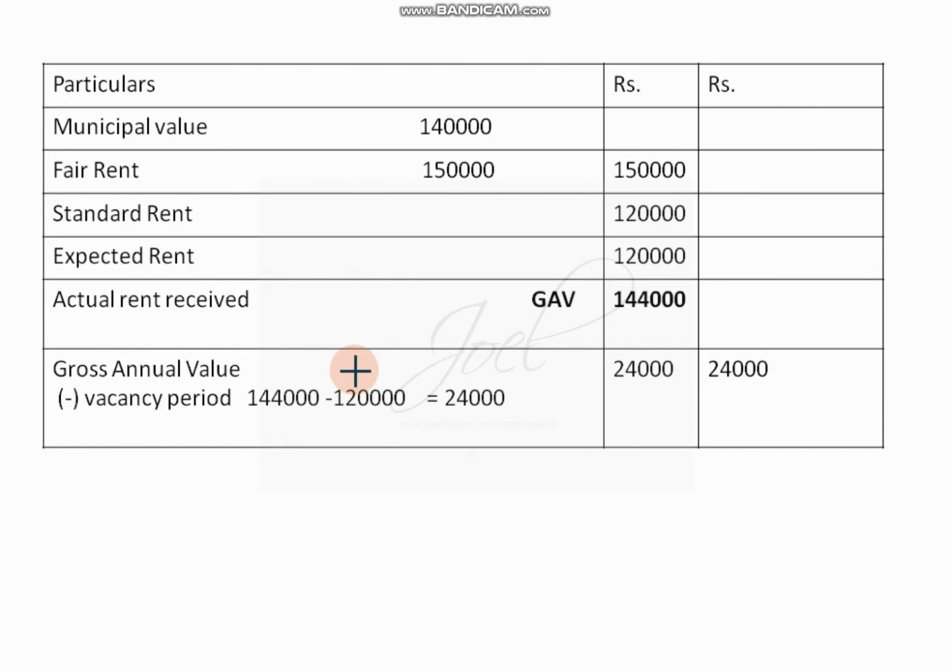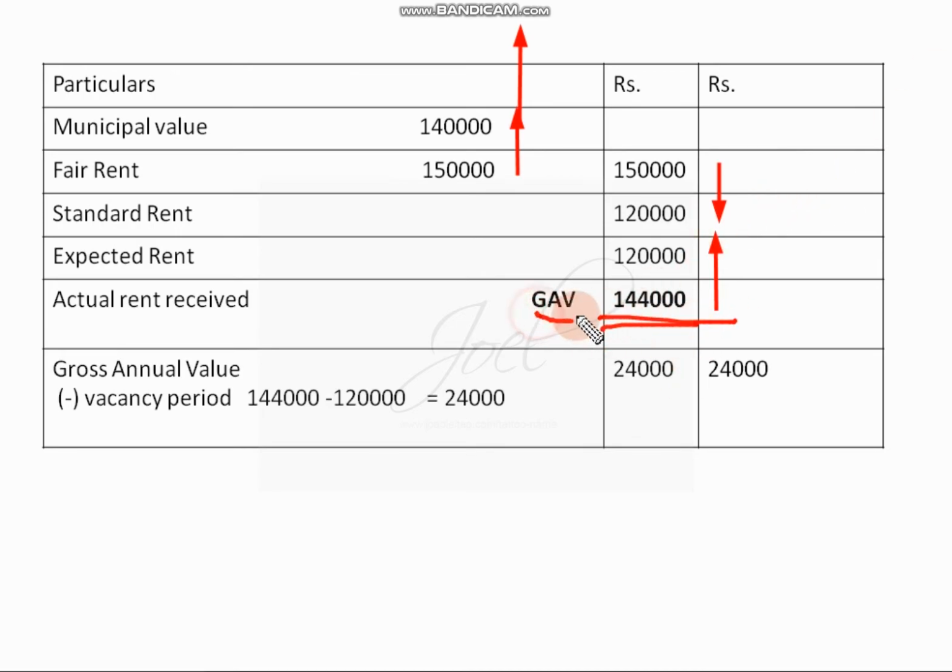Yes, so part of the solution has appeared here. As per this, municipal value and fair rental value, the highest one is 1,50,000. And standard rent, the lowest one we are supposed to compare, we compared it. So our expected rent is 1,20,000. Now 1,20,000 and our actual rent received, we are supposed to compare. Out of these two, we'll get the highest value as 1,44,000. So in normal cases, this is our gross annual value.